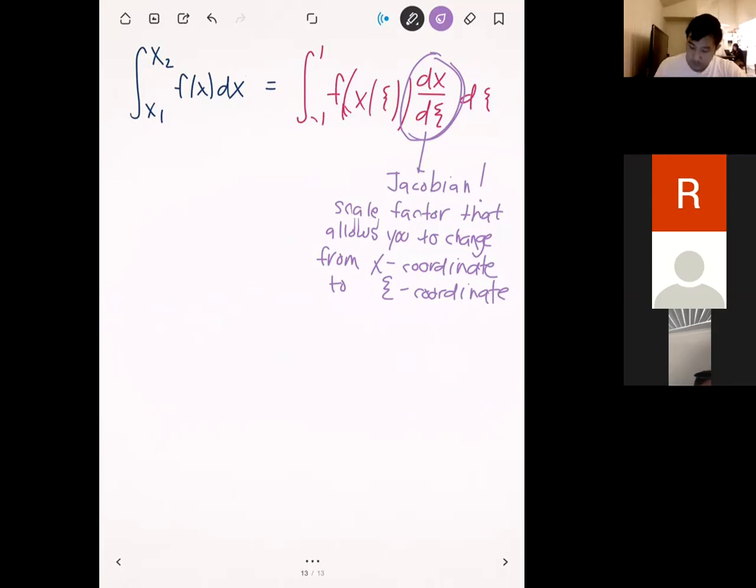In order to actually perform this conversion, we need two things. First of all, we need x of zeta. This is the physical coordinate, x, as a function of the Gauss coordinate.